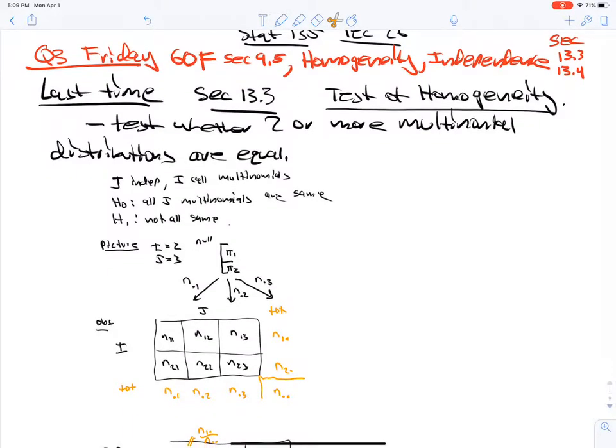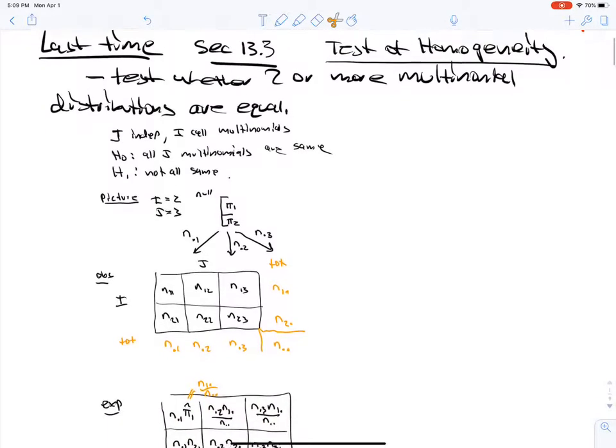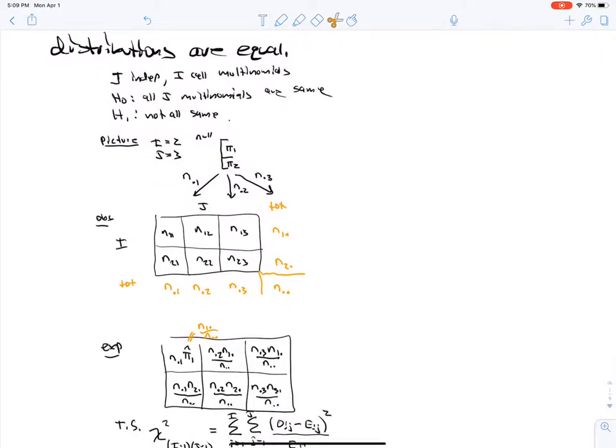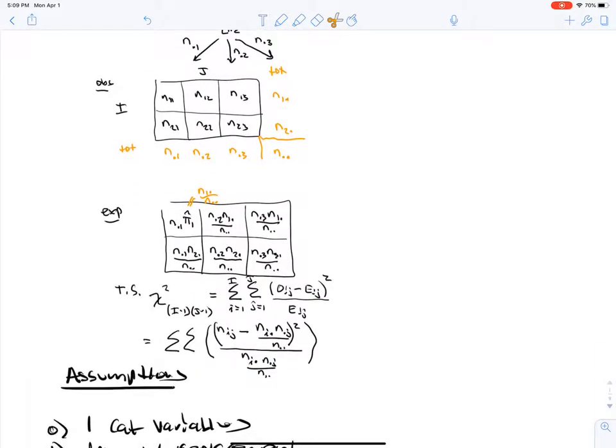So the main point here is that our null box consists of a single multinomial, because we're going to assume that all the multinomials are the same, and we're going to have j different draws from the box, where j is the number of multinomials that we have, and so we have our observed and expected counts as we computed before.